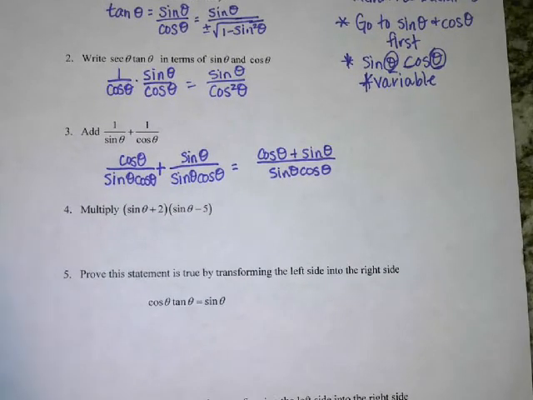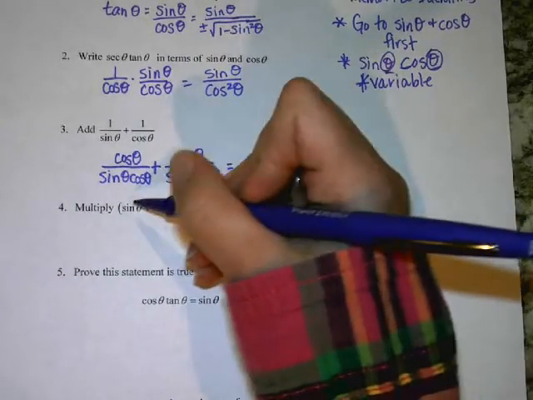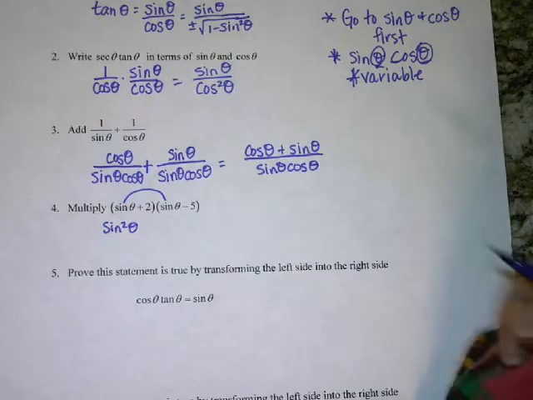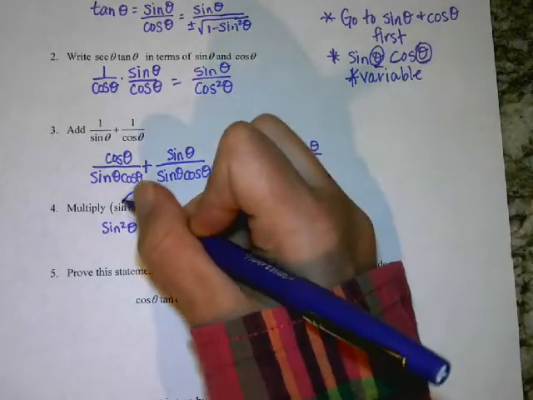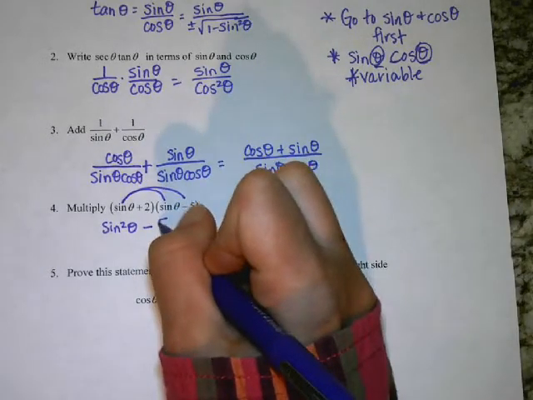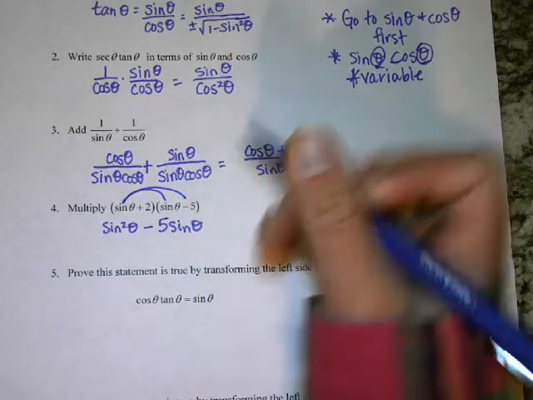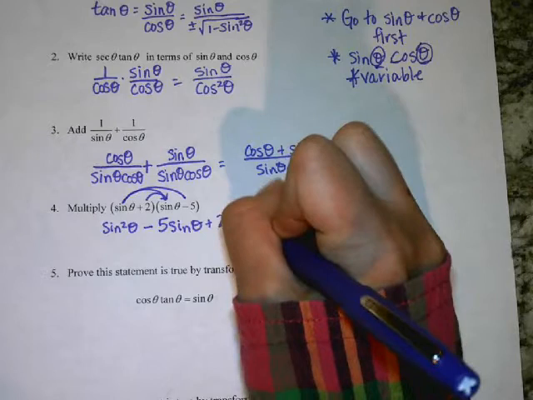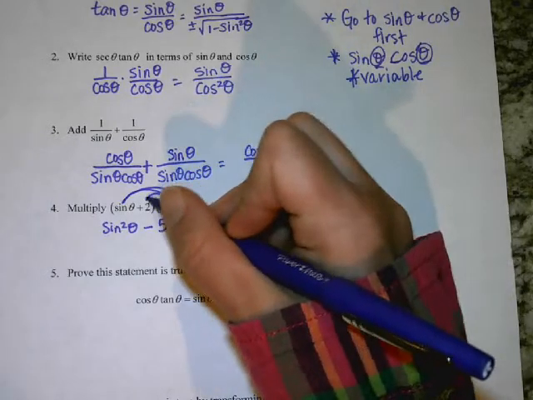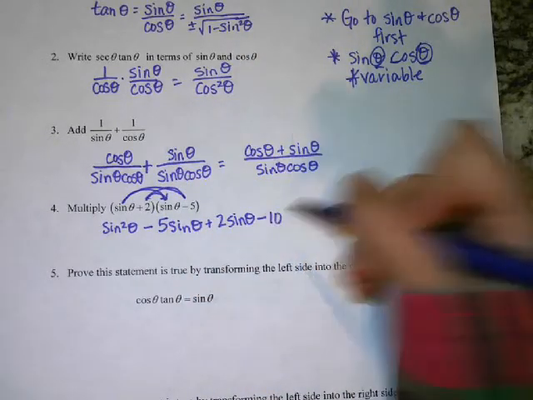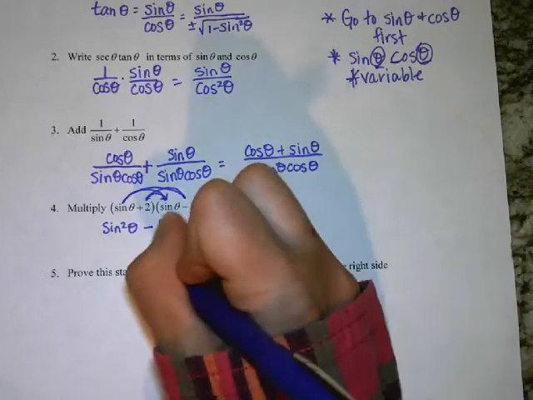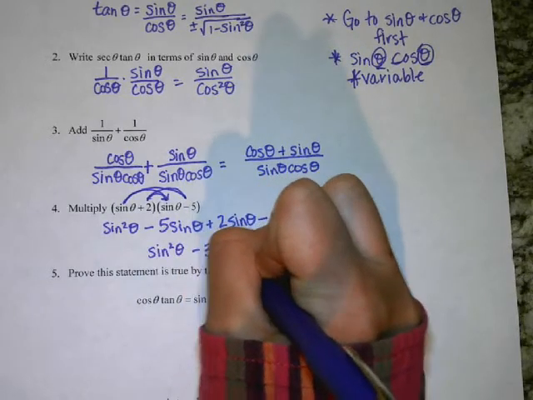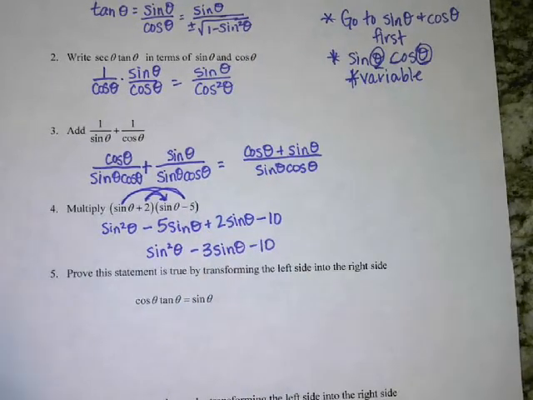Number 4, we're multiplying them, so we're just going to FOIL. Sine times sine is sine squared. Sine times negative 5 is minus 5 times the sine of theta. 2 plus 2 times the sine of theta, minus 10. Combining like terms, I get sine squared theta minus 3 sine of theta minus 10.